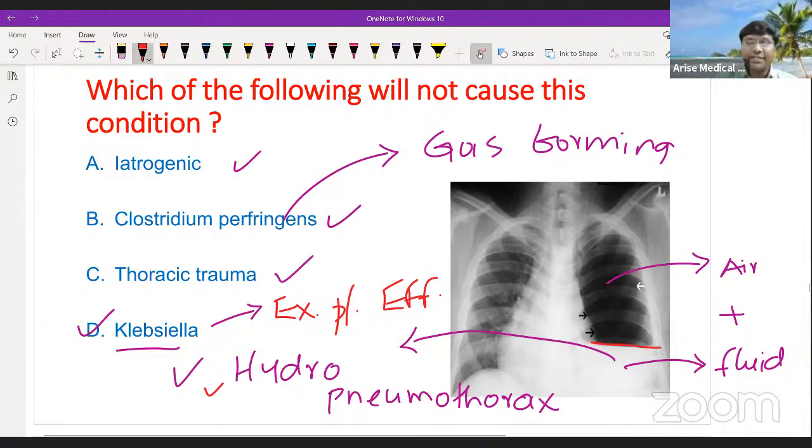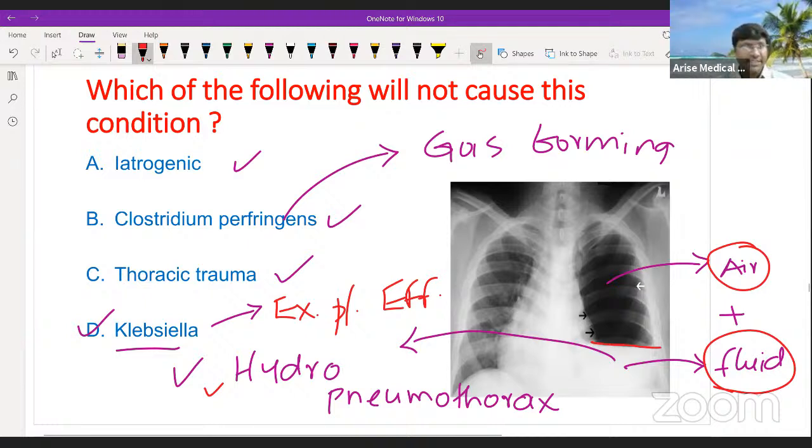This horizontal line is present in between the air and fluid. That means whatever fluid is there, you have that horizontal fluid level. That is what you will see in patients with hydropneumothorax, right? So I'll repeat all the points again.